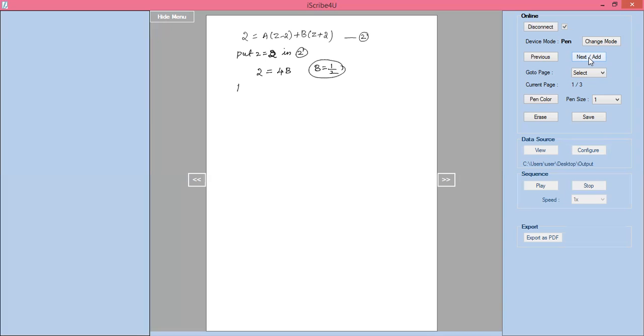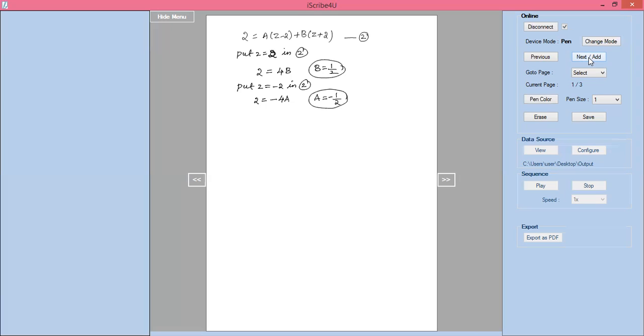Next, put Z equal to minus 2 in equation number 2. We'll get 2 equal to minus 4a. So A equal to minus 1 by 2. B should be equal to 1 by 2, and A equal to minus 1 by 2.